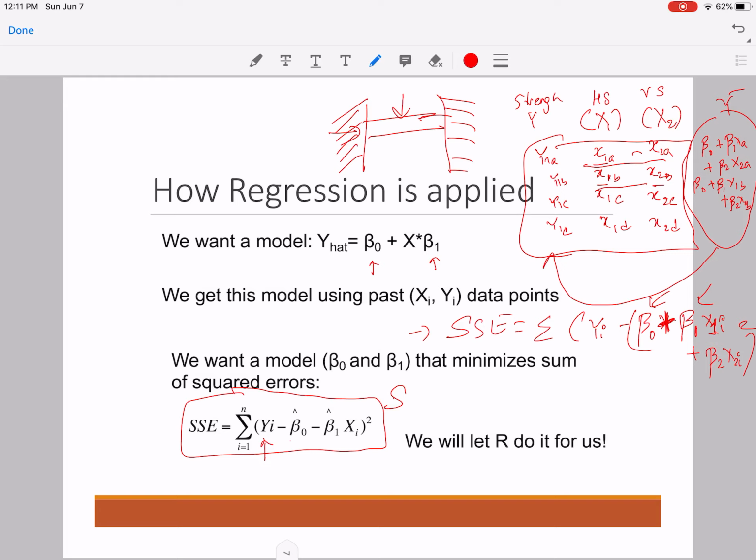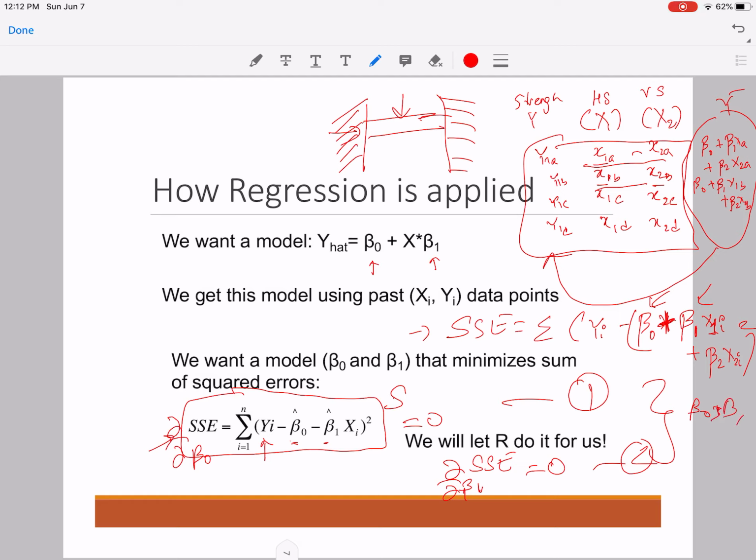For a very good prediction, the sum of squared errors should be minimized. And I need to find the values of beta naught and beta 1 that minimize the sum of squared error. So the technique is to differentiate the sum of squared error with respect to beta naught and with respect to beta 1, set these individual terms to 0, and then you can identify the values of beta naught and beta 1. So I'm going to differentiate this with respect to beta naught and set it to 0. I'm also going to differentiate SSE with respect to beta 1 and set it to 0. Using these two equations, I'm going to identify the values of beta naught and beta 1. That's how you perform regression analysis mathematically.